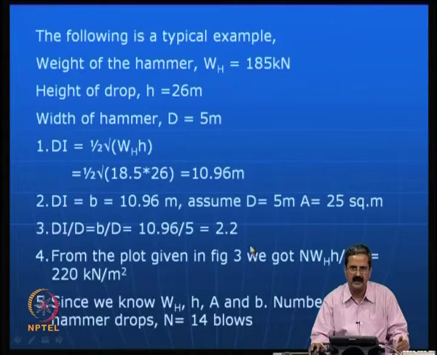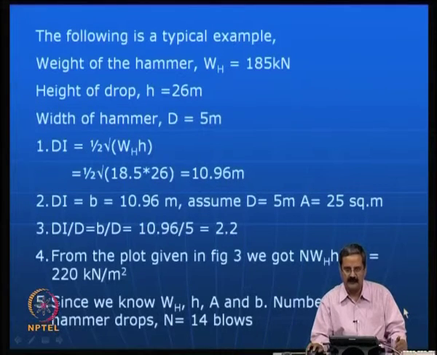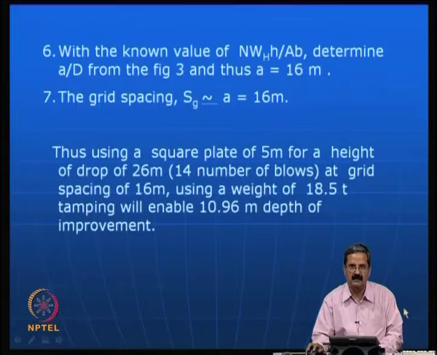So, 2.2 I will get from the graph, and for this particular number I get NH equal to 220 kilonewton per meter square. Now, I know these weights already, say for example I have given WH as 18.5, height of drop and area of cross section, everything is known. So, corresponding to 220, I should just get back in this particular term the number of drops. I know what is 220, so I am just working back to find the number of drops.